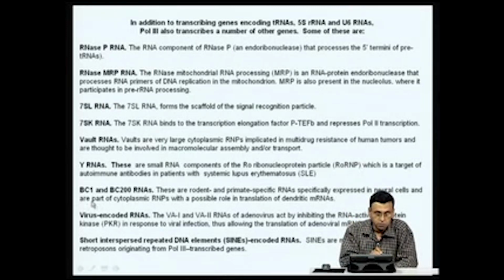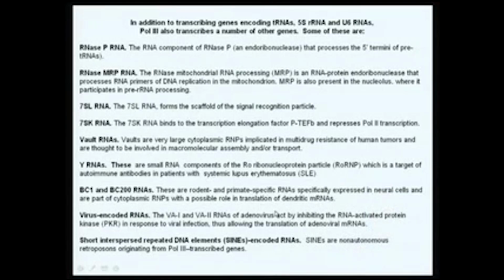Similarly, in the case of the nervous system, you have what are called BC1 and BC200 RNAs, which are RNAs very specifically expressed in neural cells, and they form very important components of cytoplasmic ribonucleoproteins, and they play a very important role in the translation of dendritic messenger RNAs in neural cells. Similarly, there are virus-encoded RNAs VA1 and VA2, which act by inhibiting the RNA-activated protein kinases in response to viral infection, thus allowing the translation of adenoviral mRNAs. And there are what are called SINEs, short interspersed repeat DNA element encoded RNAs. These are non-autonomous retroposons originating from Pol III transcribed genes.